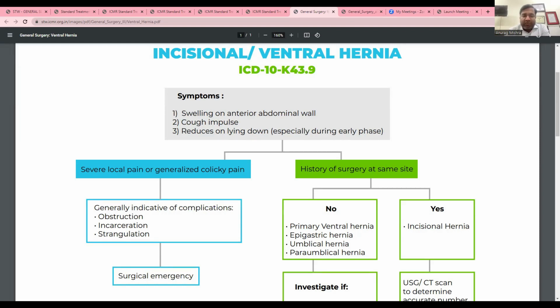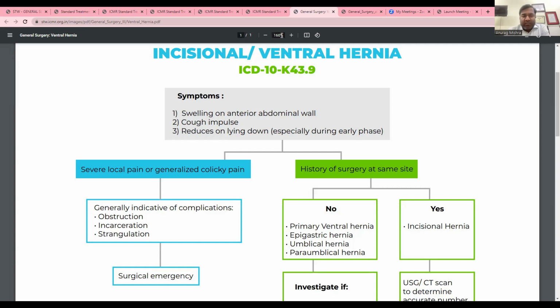And also we tried to highlight the red flags or pointers for when they require a consultation with a higher center or a specialist center, or they need to be referred. So we thought that would be a good way to put the first version of the guidelines.